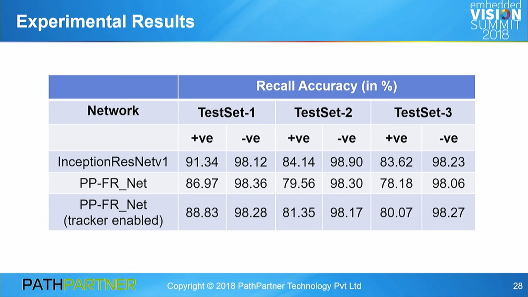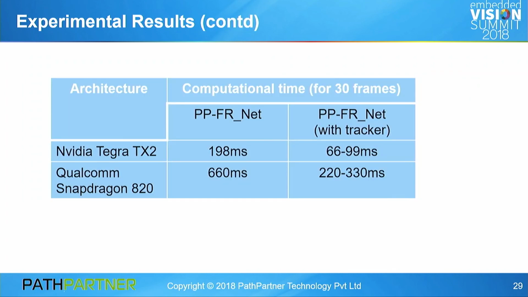Now let us also look at the computational numbers. Typically, if we call the CNN engine for 30 frames on TX2, it takes 198 milliseconds. And on an 820 GPU, it takes 660 milliseconds. Now, by introducing this tracker, with the kind of confidence score we get, we will be able to early terminate the CNN call by roughly 50 to 75%. Given that we will not be calling the CNN engine again and again for each frame, that brings the computational complexity on TX2 from 198 milliseconds to 66 to 99 milliseconds. And on the 820 GPU, from 660 milliseconds to roughly 220 to 330 milliseconds for a typical use case.